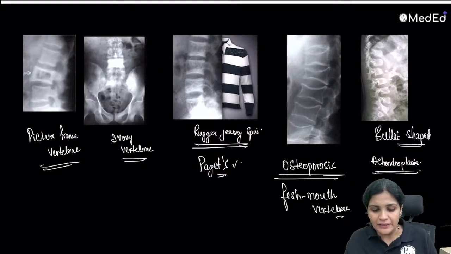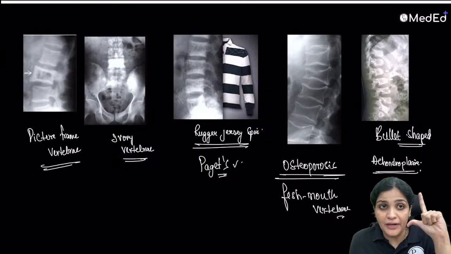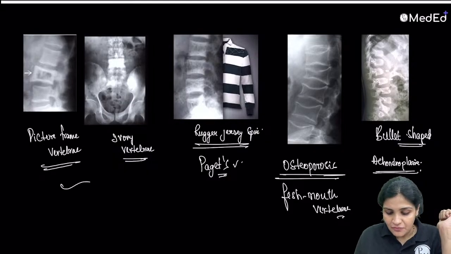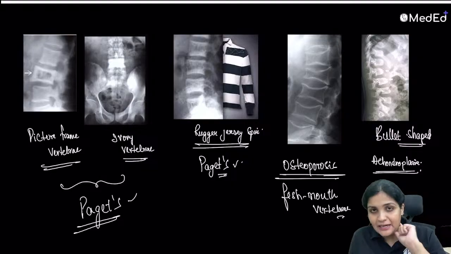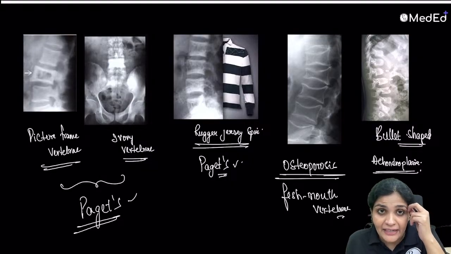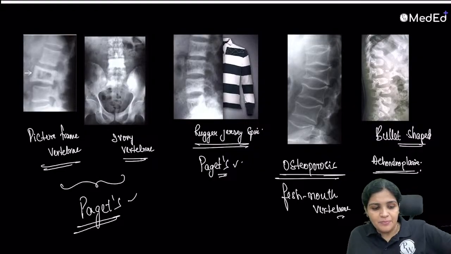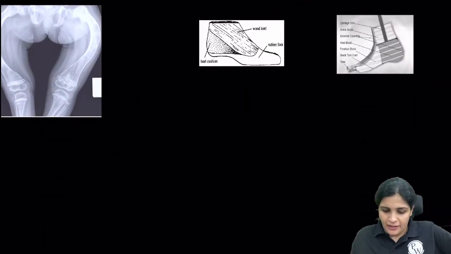Okay, so these are all the various spine x-rays, and their importance is very important. They will ask in the exam. Picture frame and ivory vertebrae are usually seen in Paget's disease. Rugged jersey spine is seen in Paget's disease and can also be seen in hyperparathyroidism. Finally, codfish vertebrae or fishmouth vertebrae in osteoporosis, and bullet-shaped in achondroplasia. Yes, Dr. Raj, you're right. Achondroplasia, bullet-shaped vertebrae. Okay, is that clear? Yes, sir.